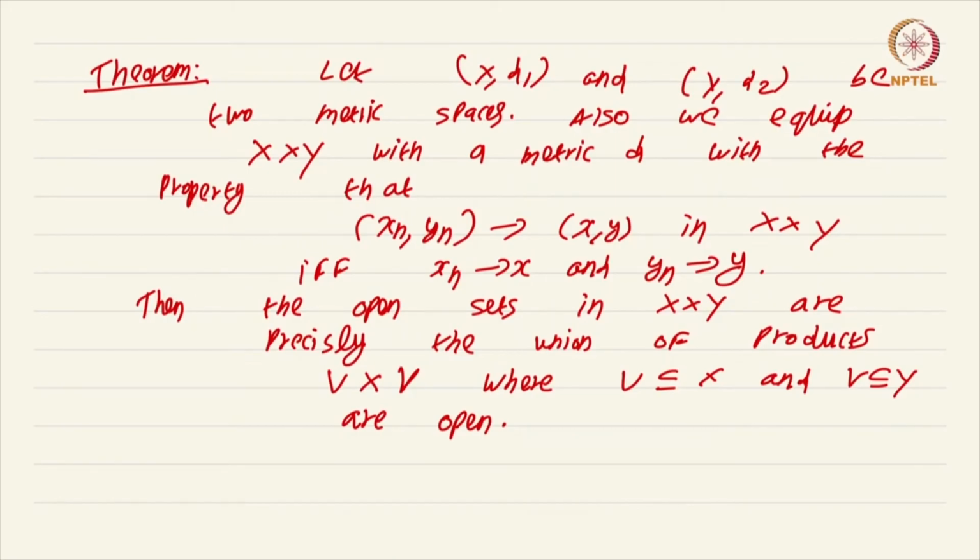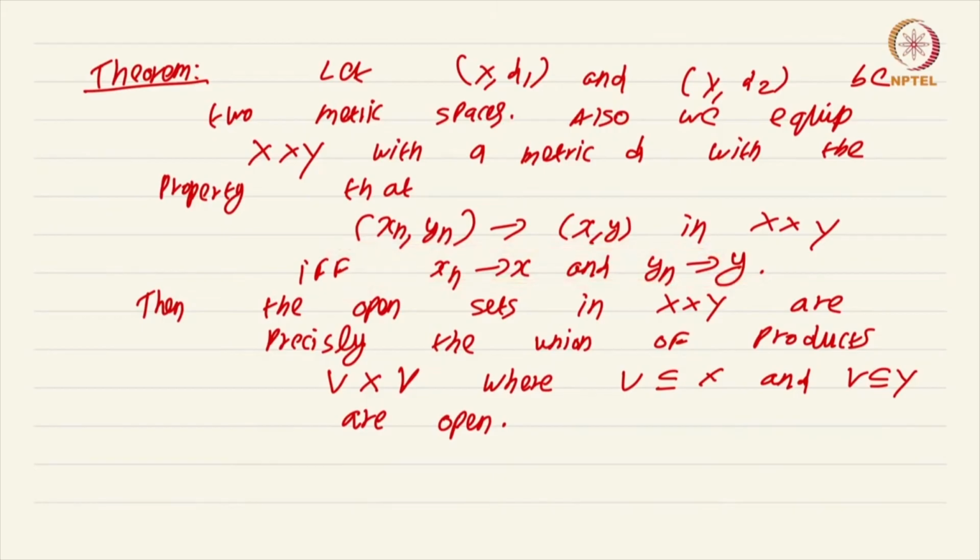They are precisely the products U cross V, where U is an open set in X and V is an open set in Y. Consequently, what this is directly showing is that you could have put whatever metric you want on X cross Y, as long as it has this property, it's going to be equivalent to any other metric with that property. So two metrics on X cross Y that have this characteristic property are equivalent to each other.